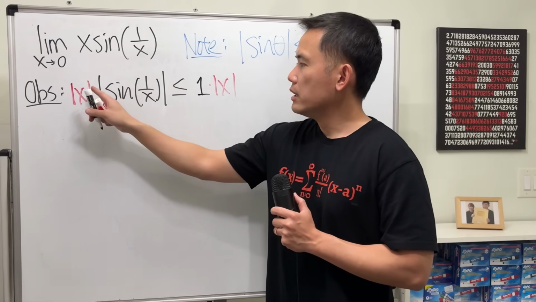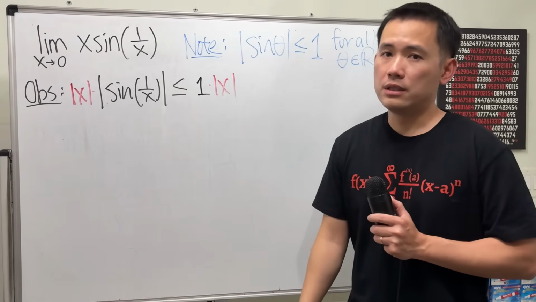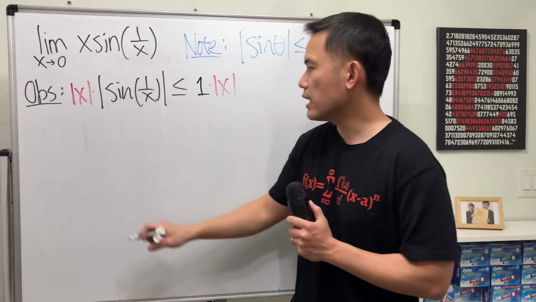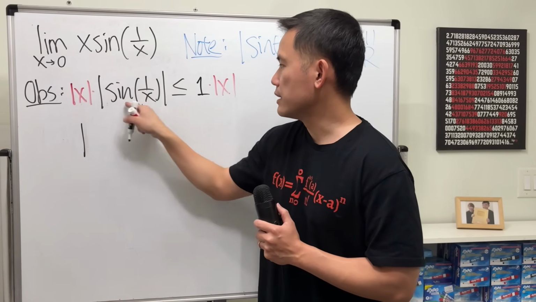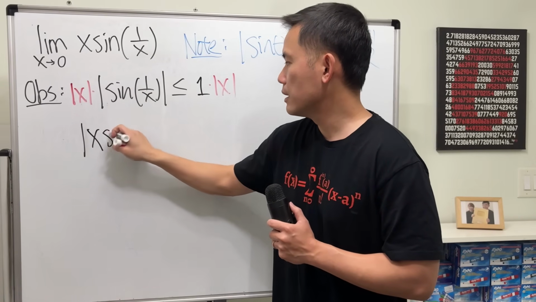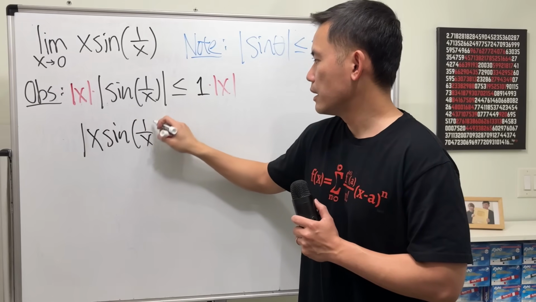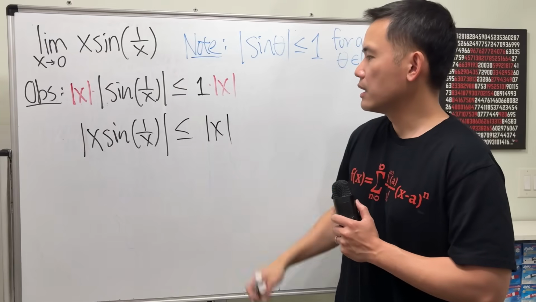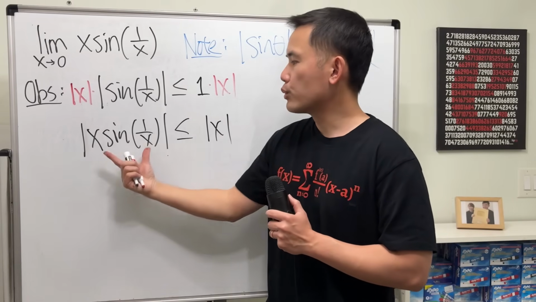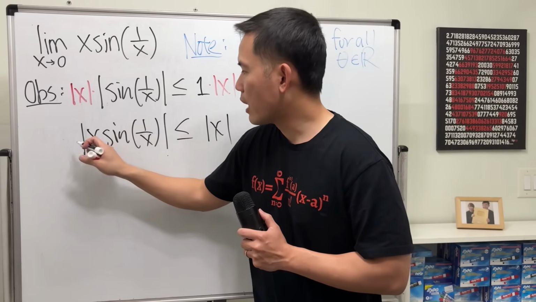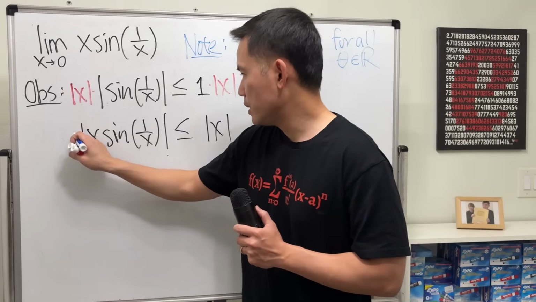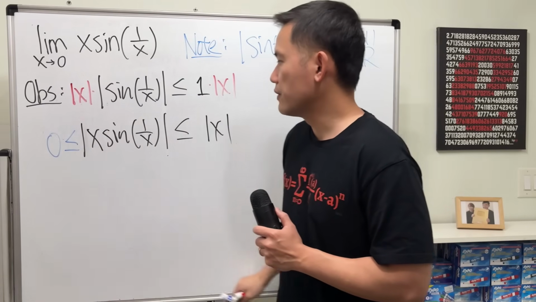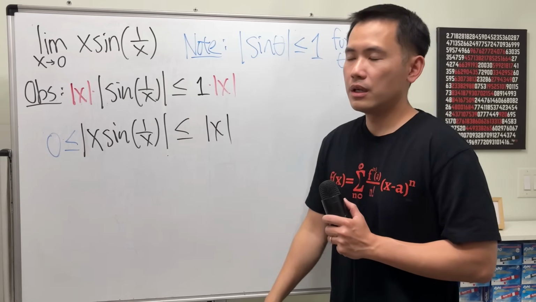Right here, the product of the absolute values is the same as the absolute value of the product, meaning I can just put the insides together and multiply them. And we know that will be less than or equal to the absolute value of x. And because we have absolute value right here, we know that this part is always going to be non-negative. So we have this thing right here.